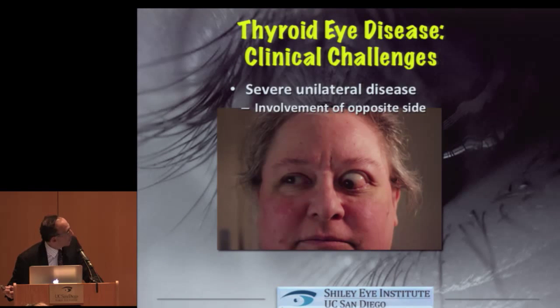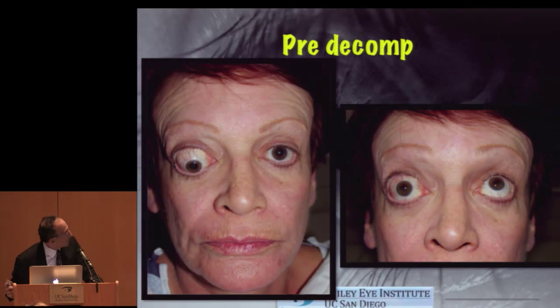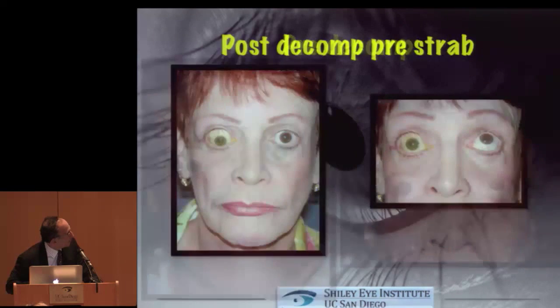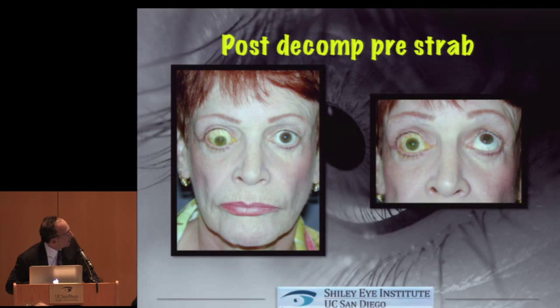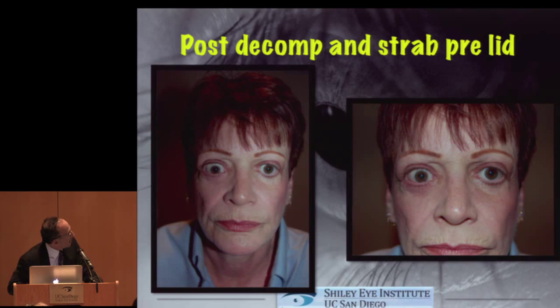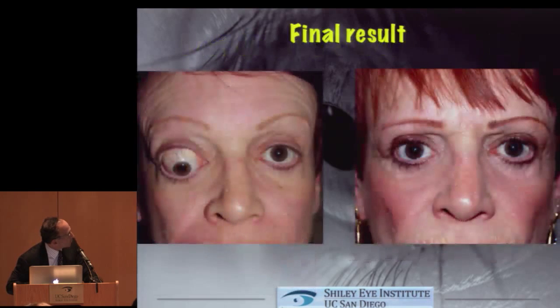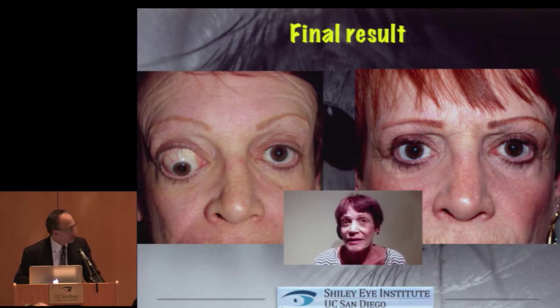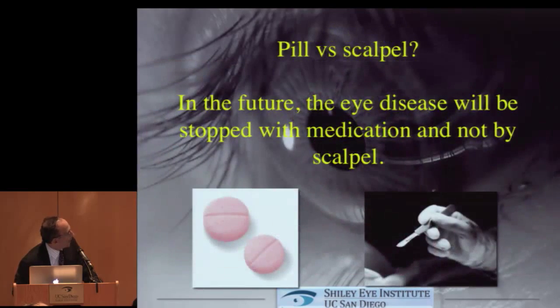But we've done a pretty good job in trying to fix that with a woman like this who goes from one eye down to her eye is now having difficulty moving. Decompression is done. You can see much better improvement. I do eye muscle surgery, and we're able to get her eyes pretty straight. Then we do lid surgery eventually, and she looks pretty darn good. And she's pretty happy with herself at the end.